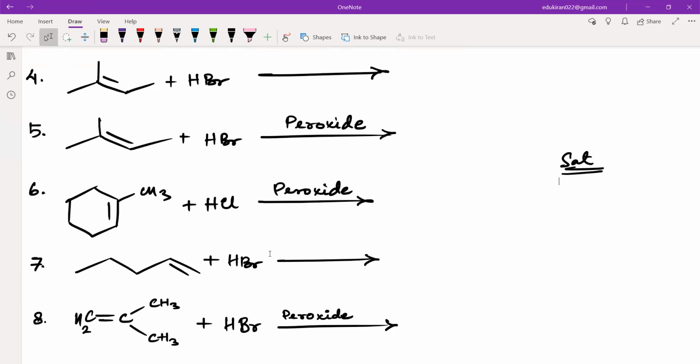And for benzene and benzene derivatives, I can do in one class, I think. And what else is there? Yeah, I think we can do that in one class. Well, that's it for today.